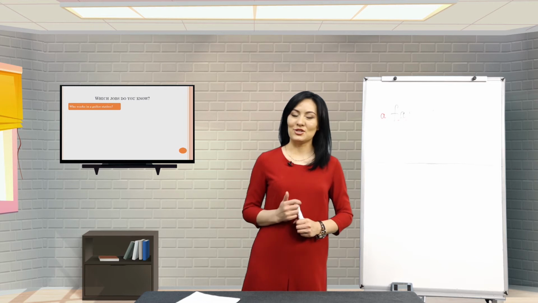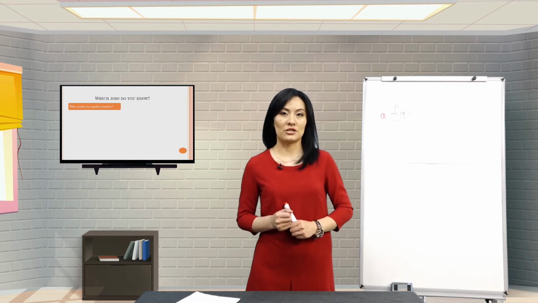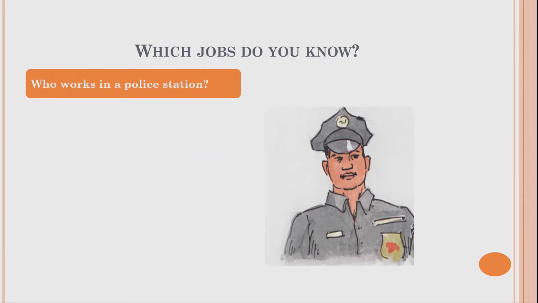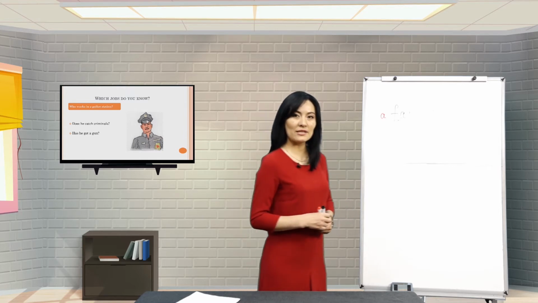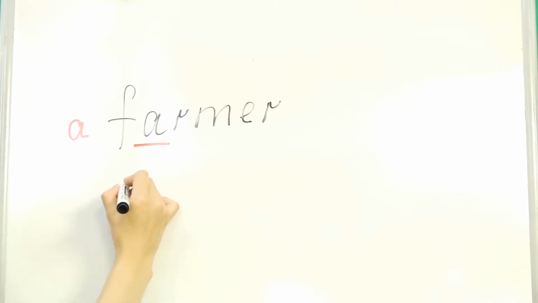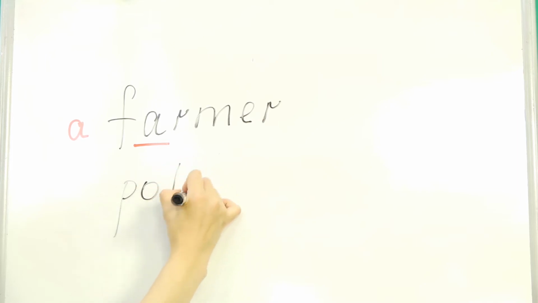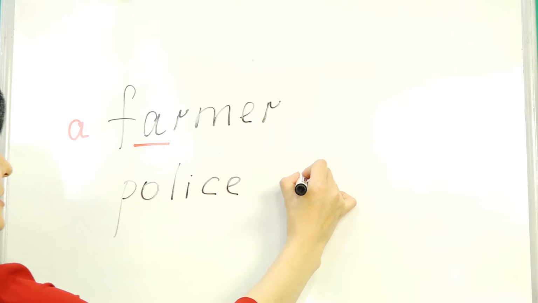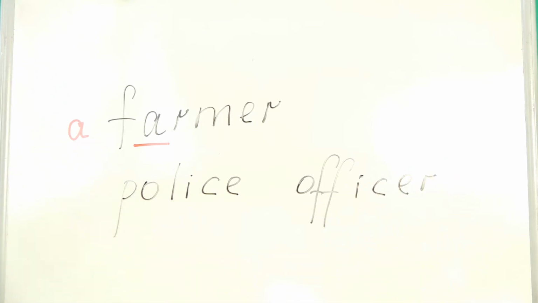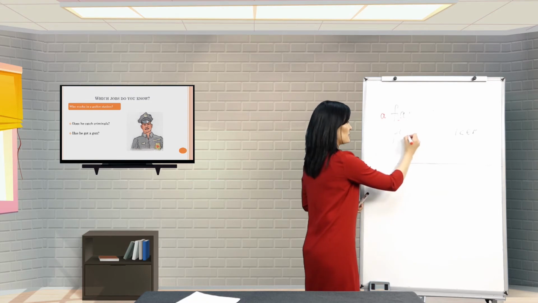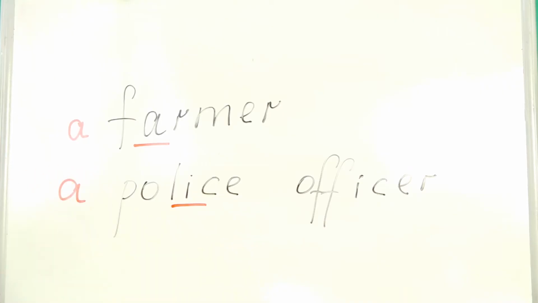Next. Okay, children. Let's find who works in a police station. Yes, it's a police officer. Good. Does he catch criminals? Yes. Has he got a gun? Yes. A police officer. Repeat. A police officer. Good. Let's write it together. A police officer. Police. P-O-L-I-C-E. Officer. O-F-F-I-C-E-R. A police officer. Where is the stress? A police officer. Right. Good job.